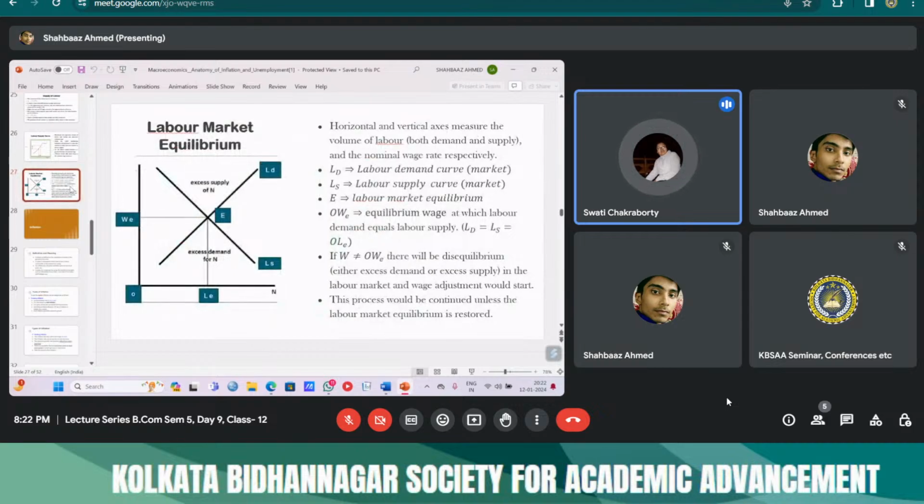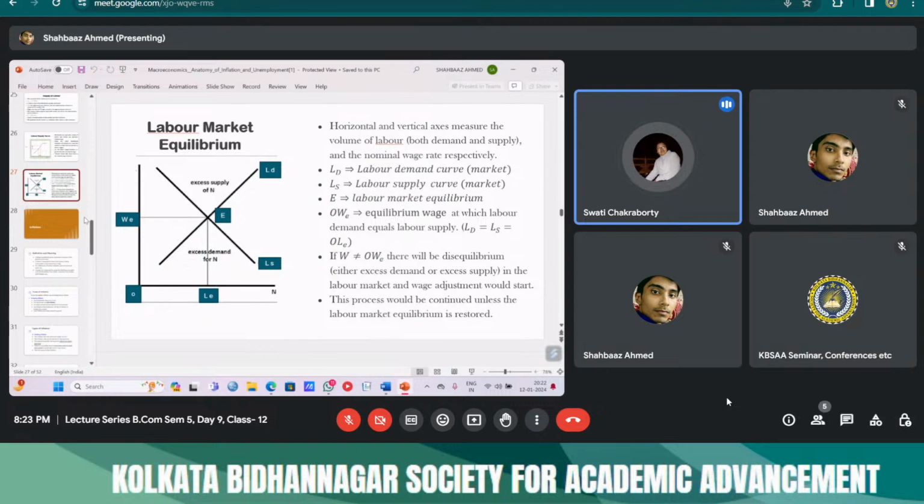So now when we plot the labor market equilibrium condition, we see that E is the equilibrium position, where WE at that point is the equilibrium wage rate, and LE is the total amount of labor which is available at that point. Okay, that's what is needed.